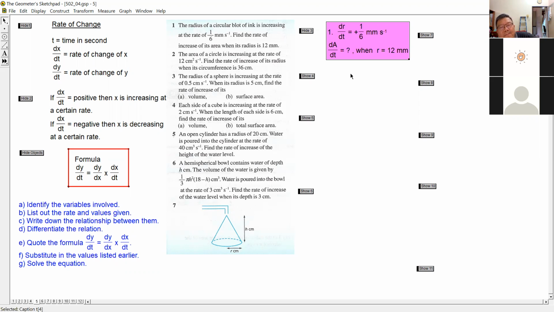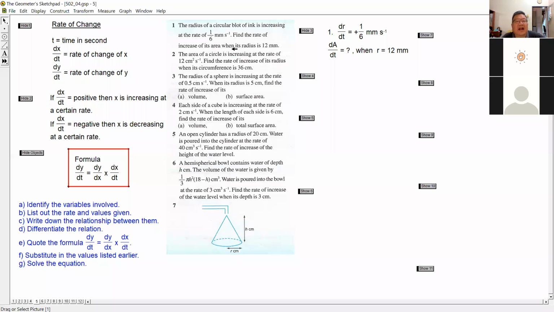In symbol form, find the rate of increase of its area. So in symbol form, how do you write this? Rate of increase, dA over dt. Yes, so I write here dA over dt. But I don't know the value. This value is asked to find, so you put a question mark there. dA/dt equals question mark.